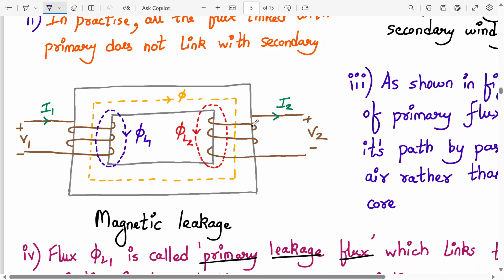The linking should be very smooth with the primary and the secondary, but we have a flux associated with the primary winding, which is phi L1. So we have a flux phi L1 which is called the primary leakage flux, which links the primary winding and does not link the secondary winding. Similarly, phi L2 is the secondary leakage flux, which links the secondary winding but does not link the primary. And what is my flux phi doing? Phi, which passes through the core, links both the windings and is called a mutual flux, linking both primary and secondary winding.